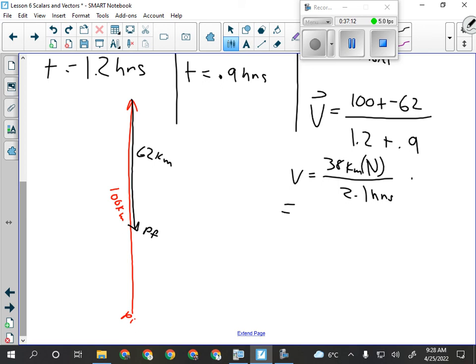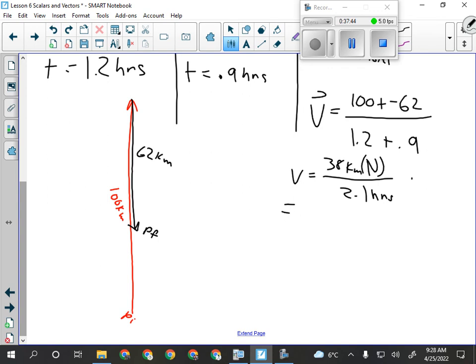Okay? In Science 10, that's as tricky as vectors are going to get. You're only ever going to have what we call one-dimensional vectors: north and south, east and west, up and down, positive and negative, forward and backward. That's all we're ever going to have. We're never going to go off to the side, because if you go off to the side, you're going to have to do trig. We save the trigonometry for Physics 20. We're never going to have to do trigonometry when we do our vectors and scalar stuff in Science 10.